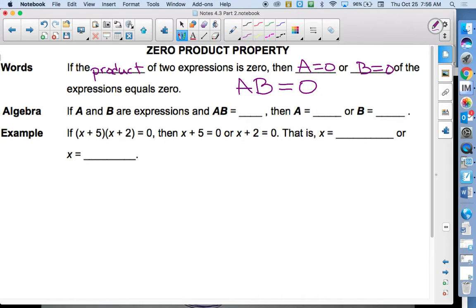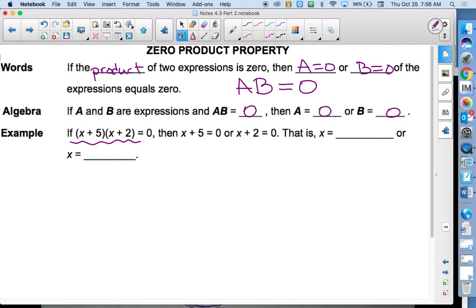So underneath, we have that like same little thing here, the algebra. If A and B are expressions, A times B is equal to 0, then A is equal to 0, B is equal to 0. They kind of mean the same thing. They're just explained slightly differently. The algebra is where it's going to help us a little more. So if we have an algebraic problem, x plus 5 times x plus 2 is equal to 0. This is what our factoring problems look like. So when we factor, we get it to be a product of two terms.